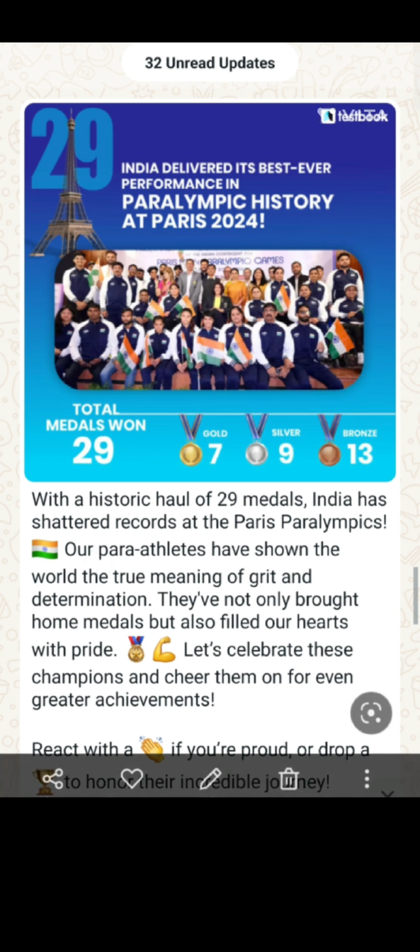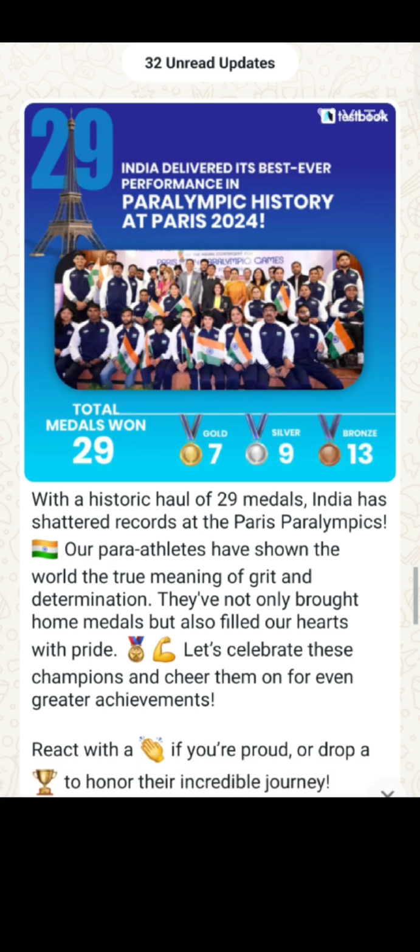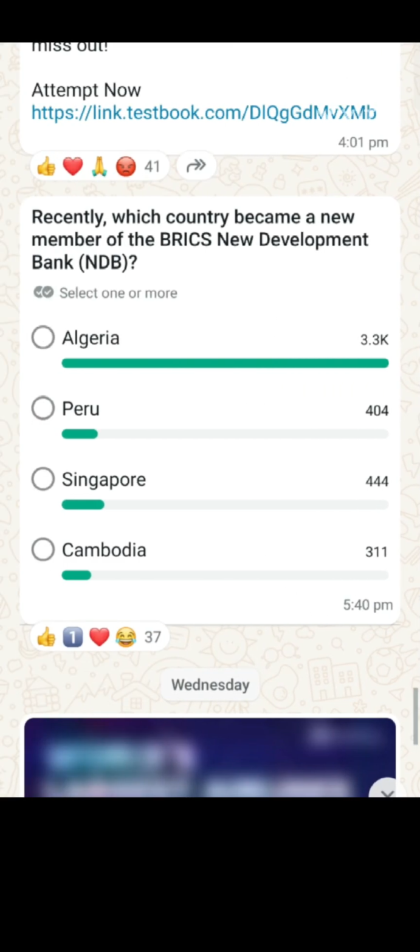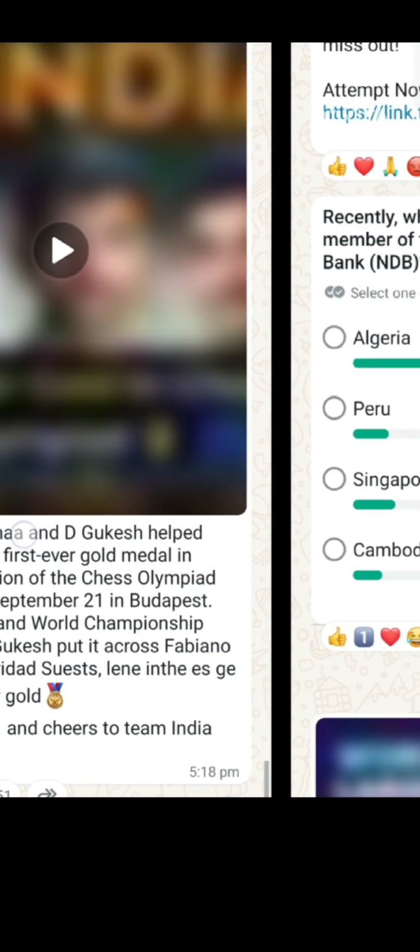So now this is a general question. In the Paralympics, India won 7 gold, 9 silver and 13 bronze, overall 29 medals. This is a historic first time India has ever done this. Recently, which country became the new member of the BRICS? That is Algeria. New member of the BRICS, Algeria.